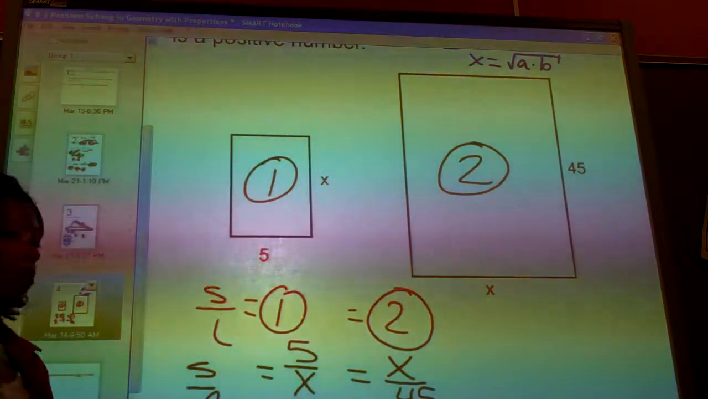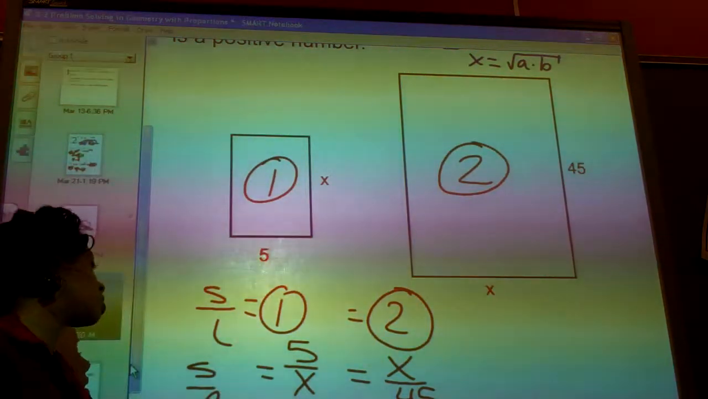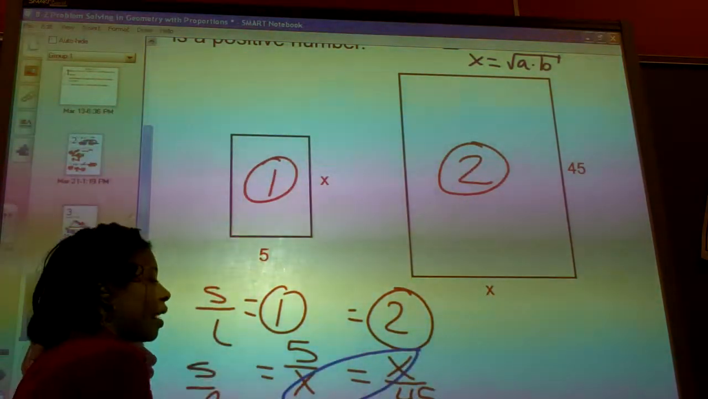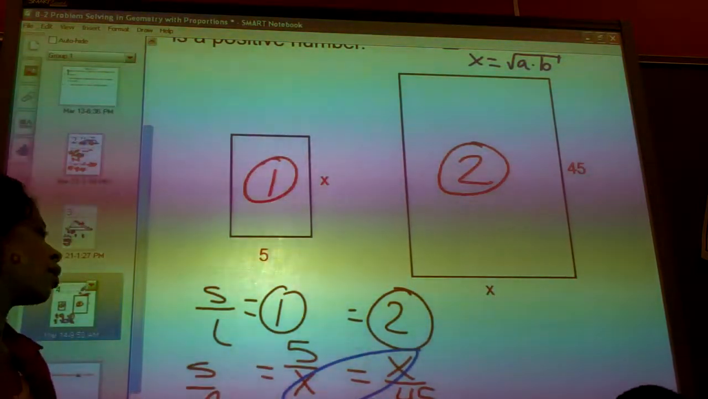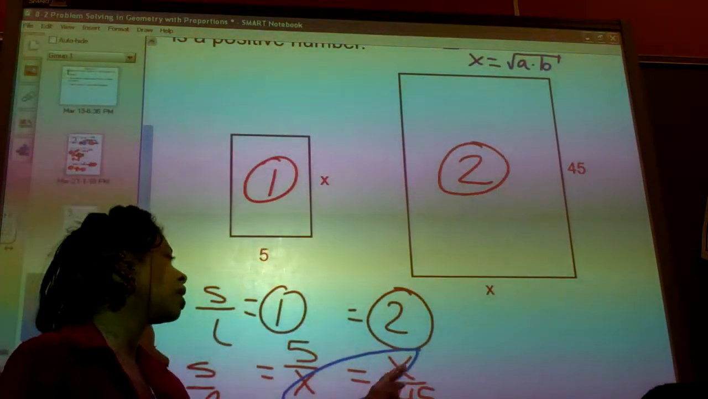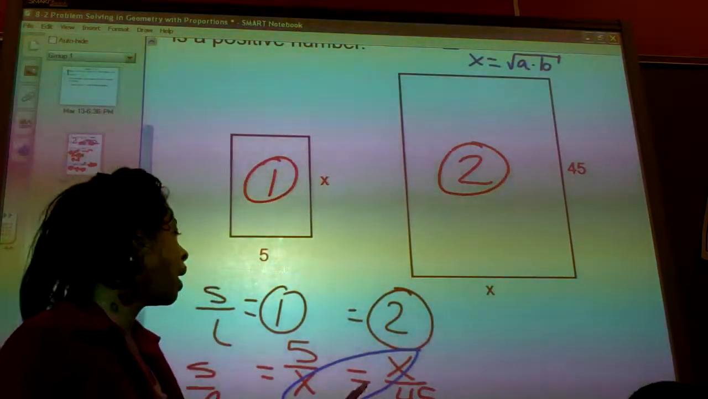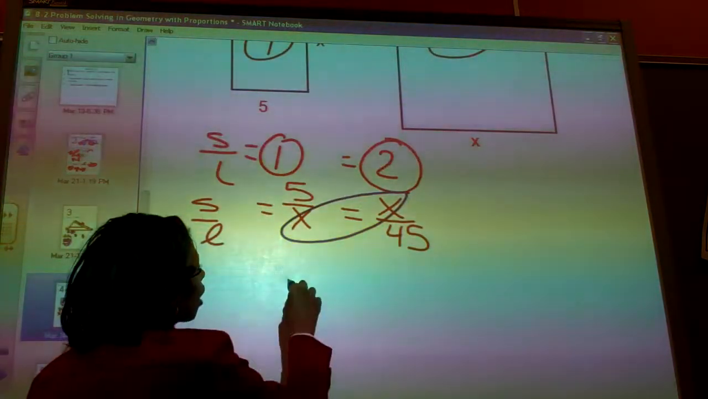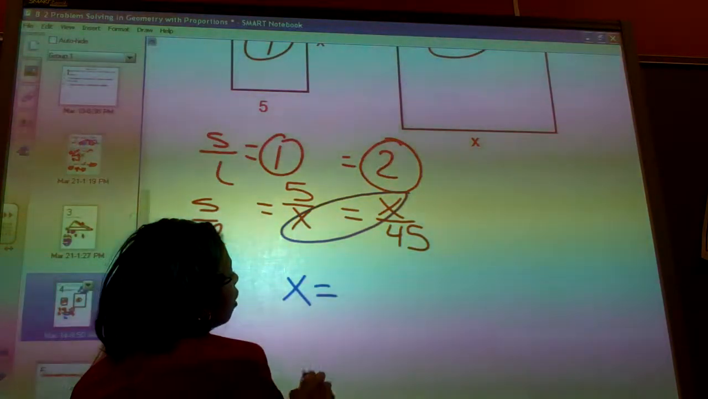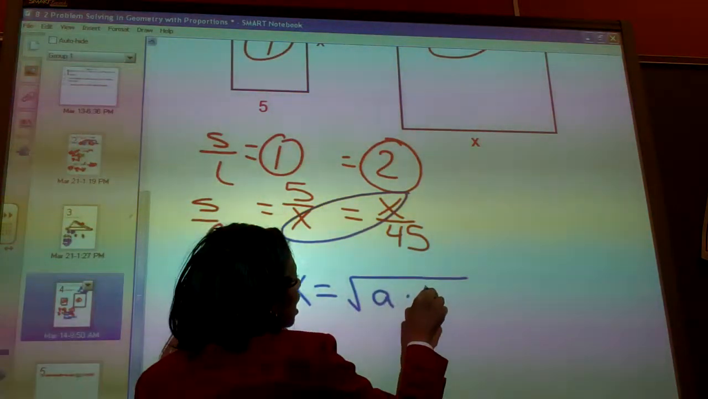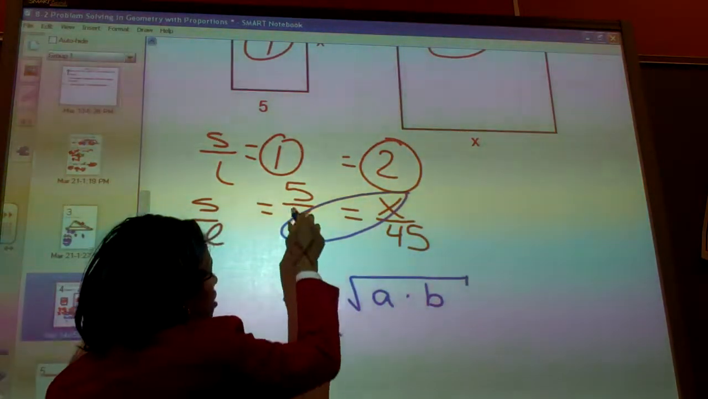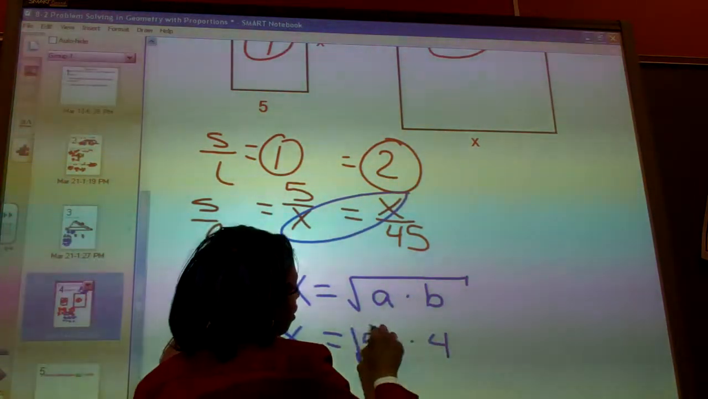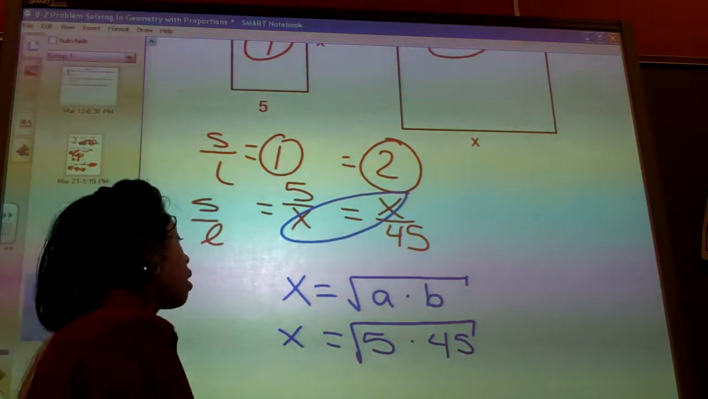Now, if we look at this, this is going to be a geometric mean. When I get short over long, I can clearly see the X is in both. It is the denominator of the small diagram, and it is the numerator for the large diagram. And I can simply find X by what I gave you before: X equals the square root of A times B. Well, what's A in this case? X equals the square root of 5 times 45.